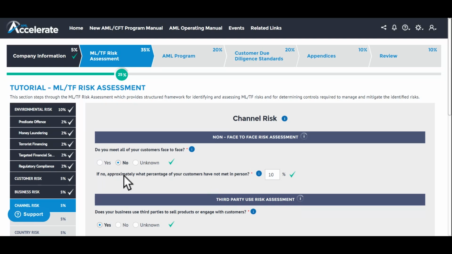If your organization does not deal with all of its customers face-to-face, the risk assessment seeks to determine what proportion of your customers are dealt with via anonymous channels, where it's harder to determine whether the customer is who they claim to be, since identity theft, for example, is more difficult to detect.